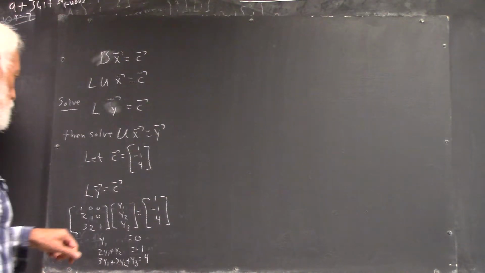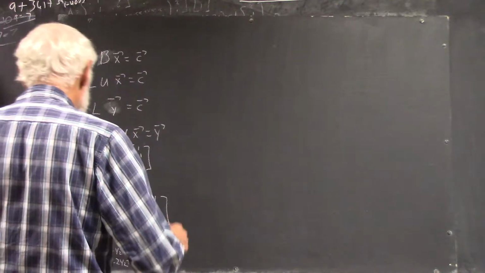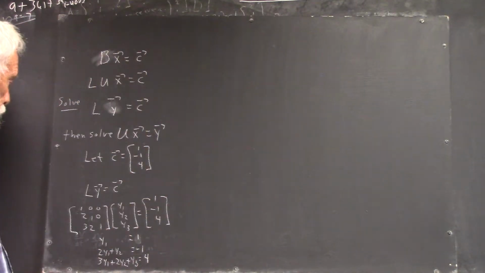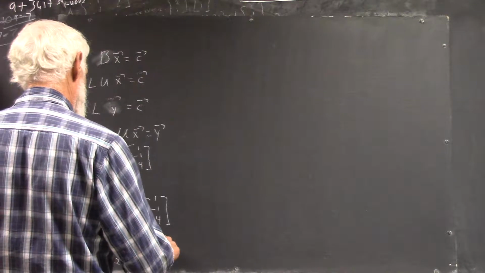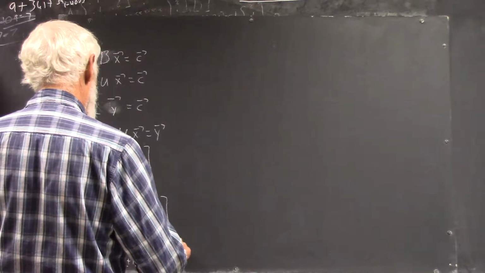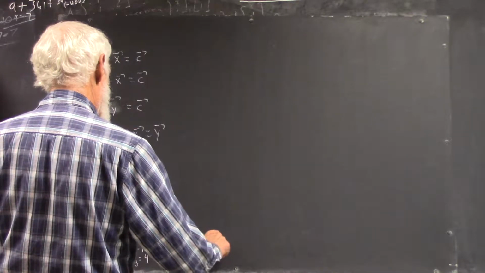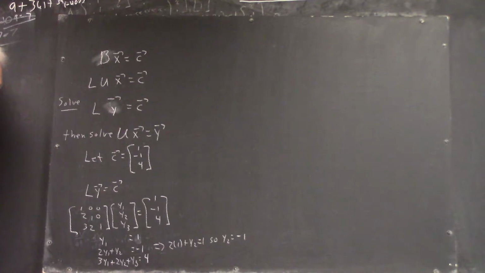I said y1 equals 0. I don't know why I would have done that, but because I have zeros here, I was thinking about those coefficients. So, if y1 equals 1, then 2y1 plus y2 equals negative 1, so y2 has got to be negative 1, right?